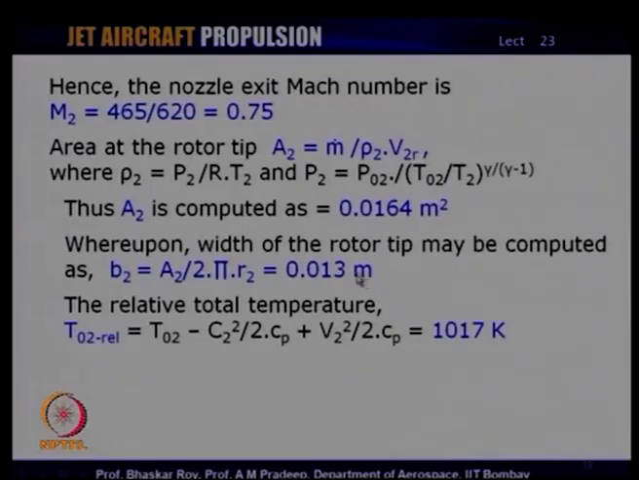This is simple geometry, and then you can find the relative total temperature using the flow condition that we have used before, that is T02. You take out the absolute flow kinetic energy and plug in the relative kinetic energy, and if you do that, the T02 relative is 1017 K.